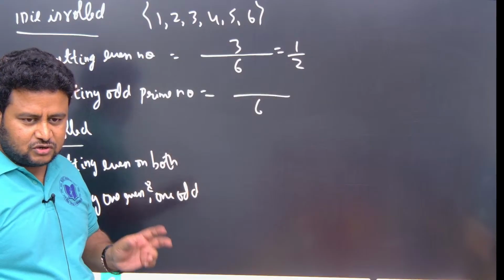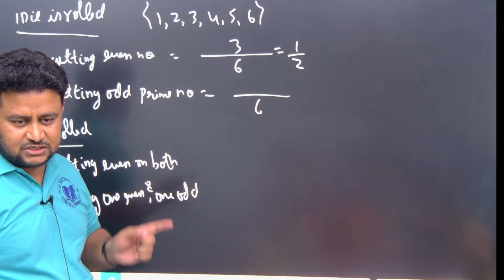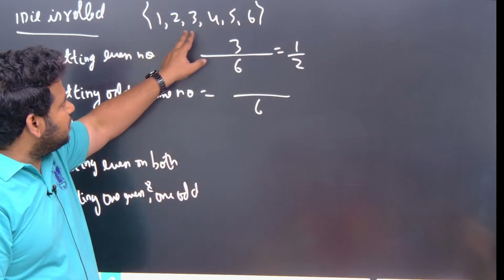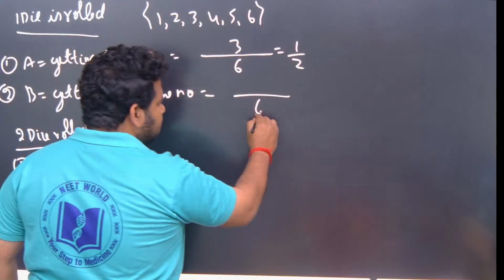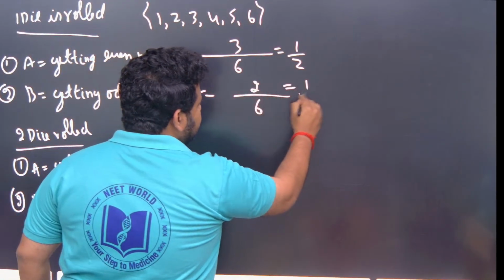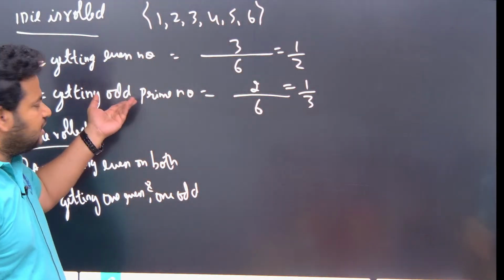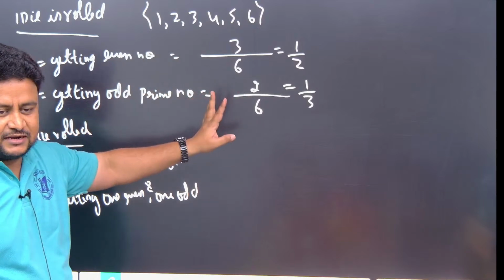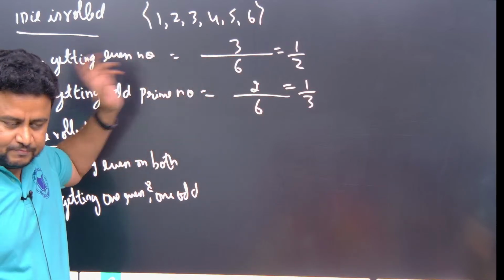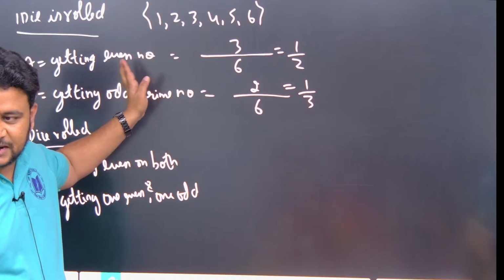And when it comes to 0, 0 is neither positive nor negative. 1 is neither prime nor composite. So if they are asking odd prime, only two possibilities, that is 3 and 5. So I should write 2 by 6, which will become 1 by 3. If I had asked only odd number, not prime, then it would have become 1, 3, 5, so 3 by 6. That is correct. But 1 is not a prime number. That is why I intentionally took this question. You will make the mistake here, I know. So 1 is not a prime number.